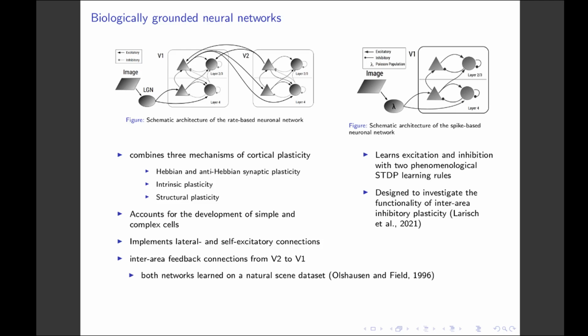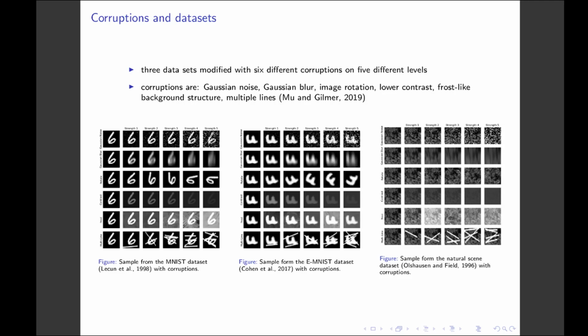Both networks are trained on the natural scene dataset from Olshausen and Field, and both networks have already shown good results on common object recognition datasets, as we have shown in a previous study. To investigate the robustness of our neural networks, we created three corruption datasets. These are based on the MNIST dataset, the extended MNIST dataset, and also on the natural scene dataset. To do this, we apply 6 different corruptions on 6 different levels to these datasets.